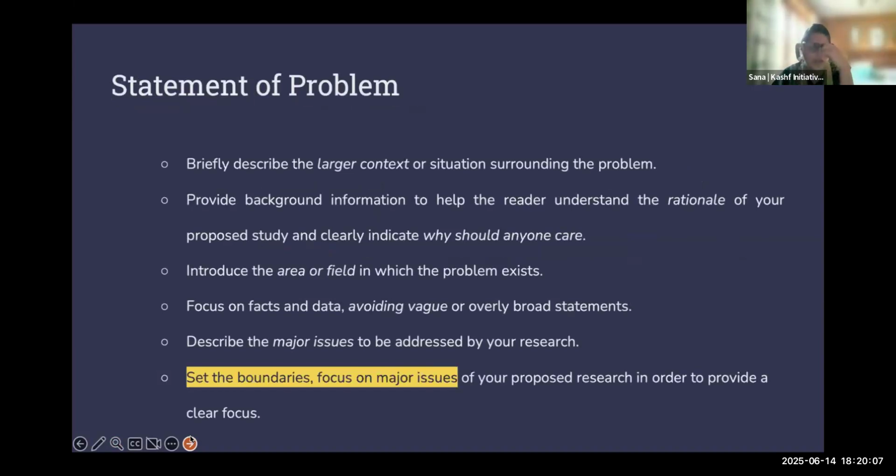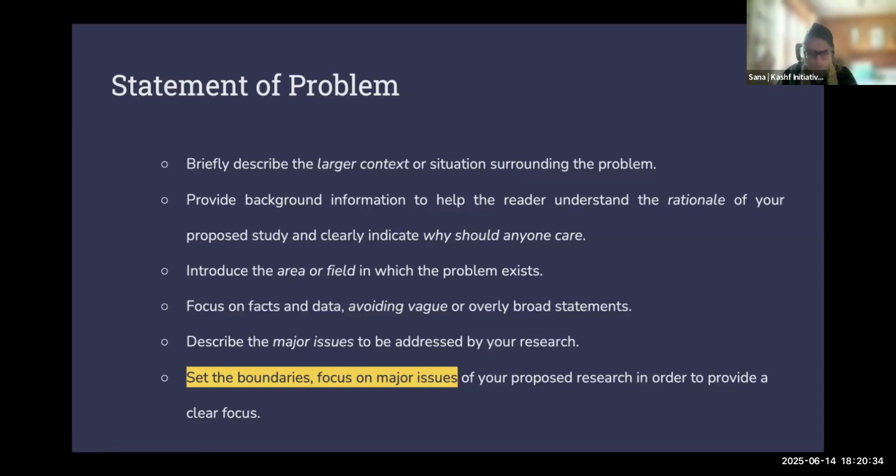Second is a statement of problem, which is also known as a statement of subject. This is simply an expansion of your introduction. I understand there are a lot of things that you want to give away in the introduction itself, but those things which can wait and are an expansion on your introduction can find a place in your statement of problem section. So you basically describe the larger context or the situation surrounding the problem. You give the background information to help the reader understand the logic, the rationale of your proposed study.